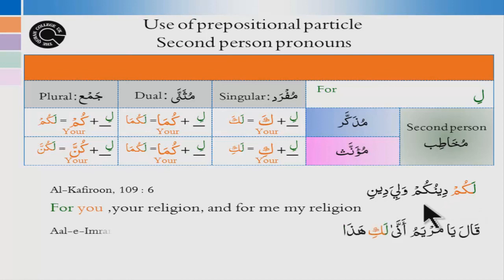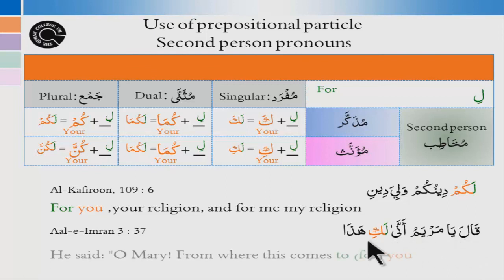And then: qala ya Maryamu anna laki hadha. That's what is used as laki here, because that's the second person and the feminine case, because Zakariyya alayhi salam is asking Maryam alayha salam where that food is coming from, and he is asking, oh Maryam, where is it coming from?